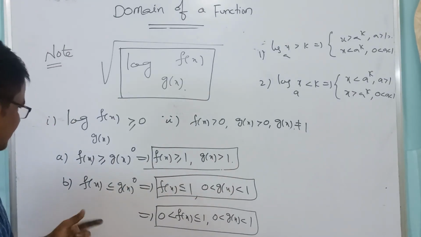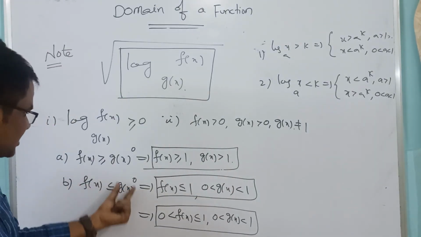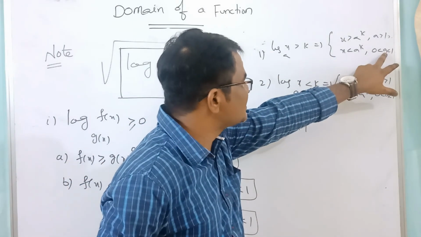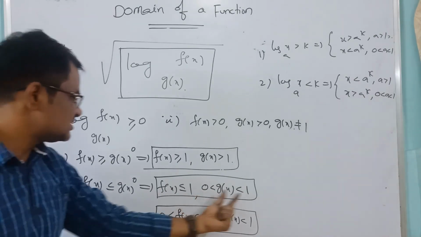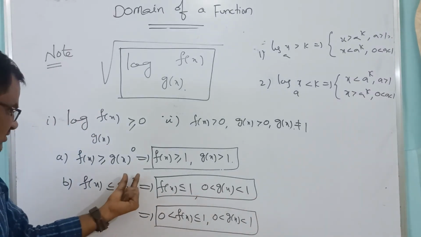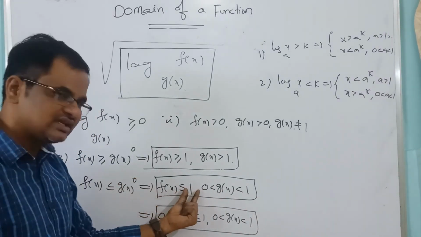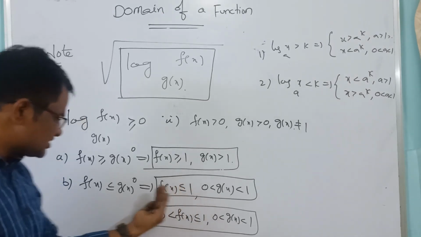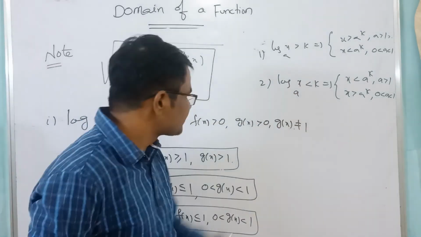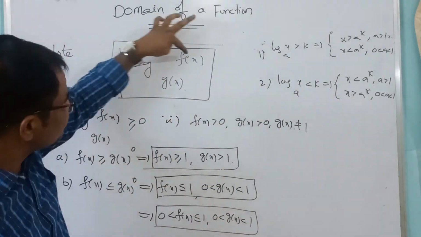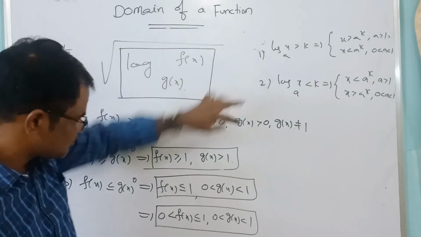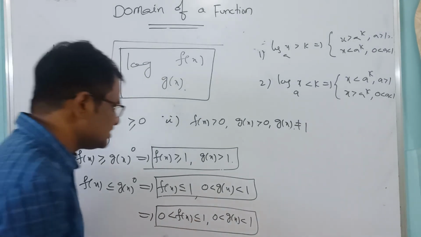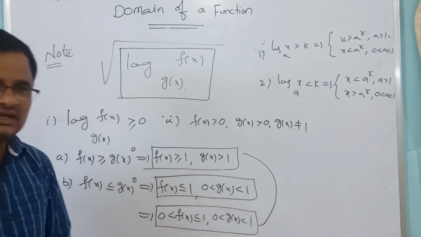Next one, suppose f of x is less than or equal to g of x whole power 0. The inequality will change whenever this base is between 0 and 1. So the base is 0 to 1. So f of x less than or equal to g of x to the power 0 means f of x less than or equal to 1. But f of x less than or equal to 1 does not allow negative values, because log of f of x is there, and f of x is positive only. So that's why 0 less than f of x less than or equal to 1. So these two are the most important conditions.